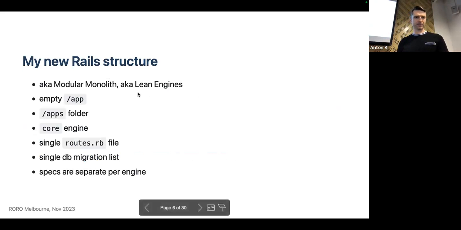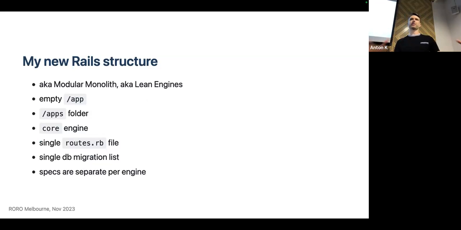I'm going to quickly talk and demo what I have. What we are talking about is lean engines or modular monolith, right? So you have one application, but within the application you have tiny small applications. It's like microservices, but it's still one application. Ultimately, we're not going to have anything in our app directory. We're going to have everything inside the apps directory, right? It's plural. Then there will be a core engine. We're still going to use a single routes file, the same single migration list, and specs will be per engine, right?